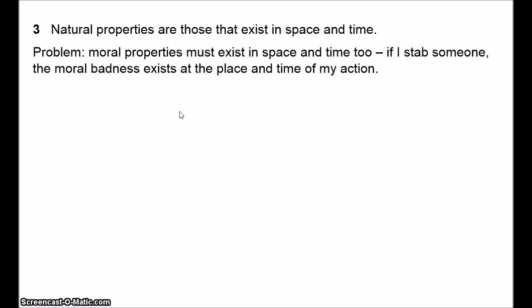If I stab someone in the face, that would be morally bad, and the moral badness would presumably exist at the same spatial and temporal location as my action. Moral properties can be instantiated by particular actions at particular places at particular times. We don't want to say that moral properties are totally unconnected to the spatio-temporal world. So it's difficult to say exactly what non-natural properties are. I'm not really sure how to draw the distinction between the natural and the non-natural. But I hope you've got some idea of what it's supposed to be about.